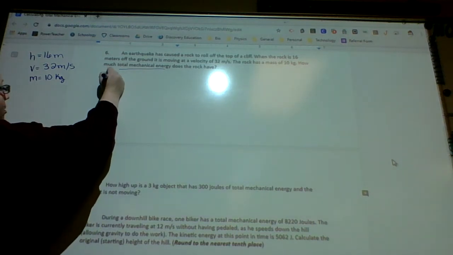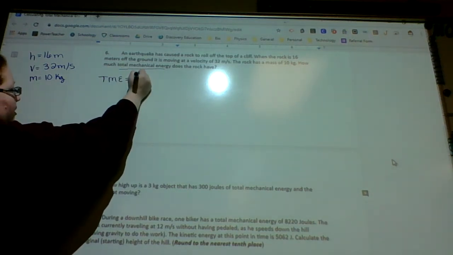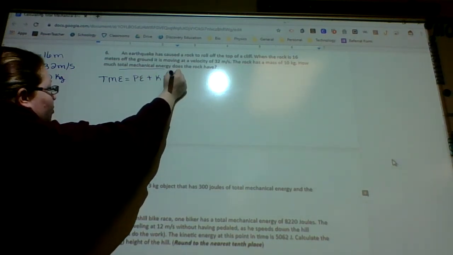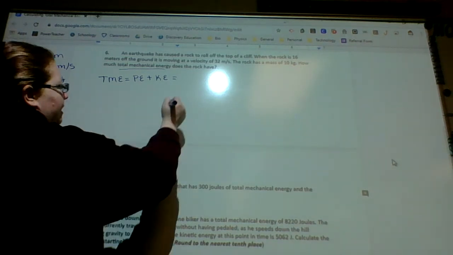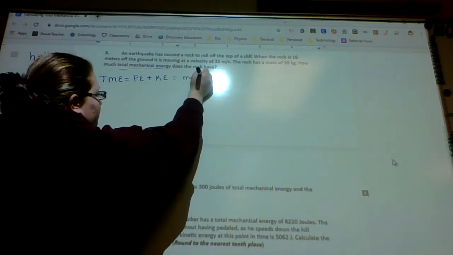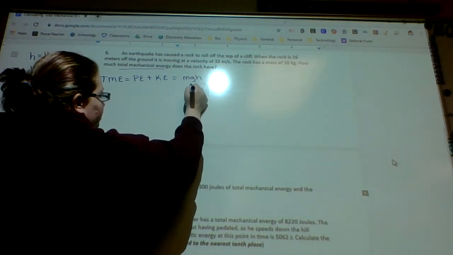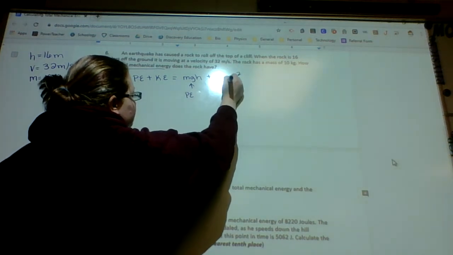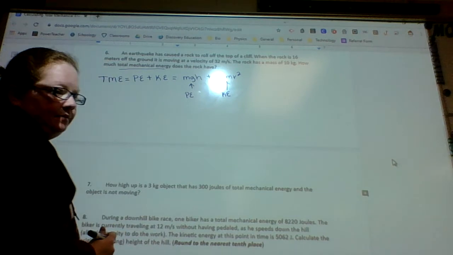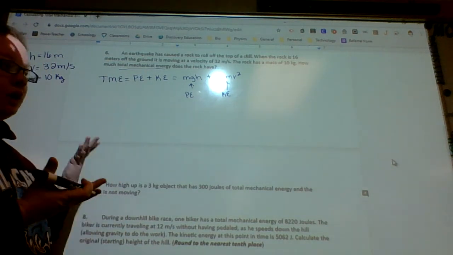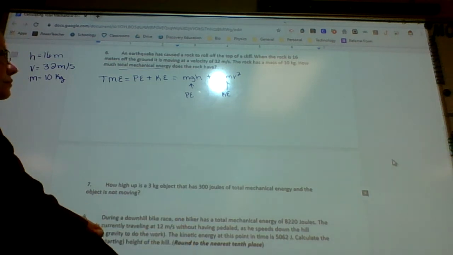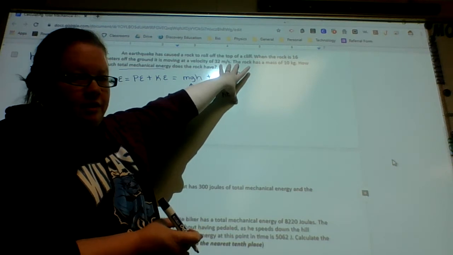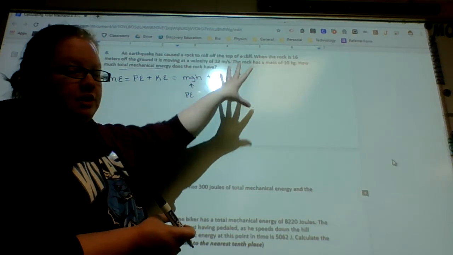So total mechanical energy equals potential energy plus kinetic energy. We can also say that total mechanical energy equals mgh, which is potential energy, plus 1/2 mv squared, which is kinetic energy. So all I have to do then is plug in the numbers that I already have. I want to do this separately and get an answer, and then do this separately and get an answer, and then add those two answers together.